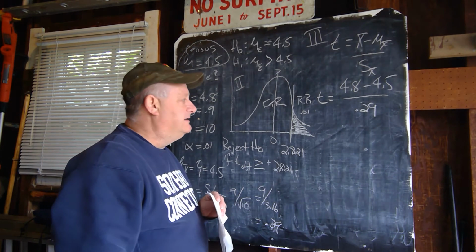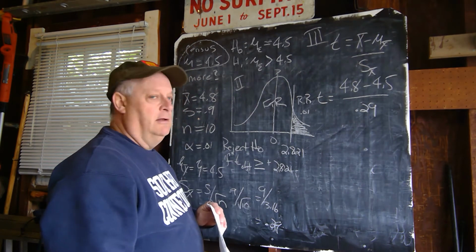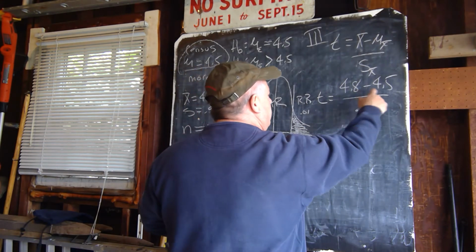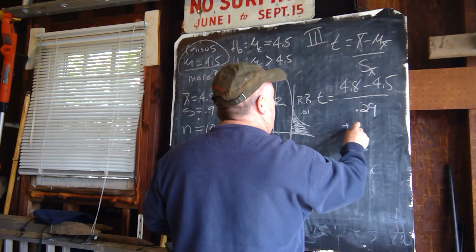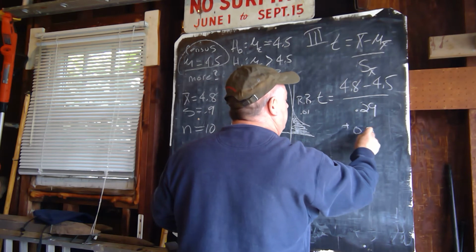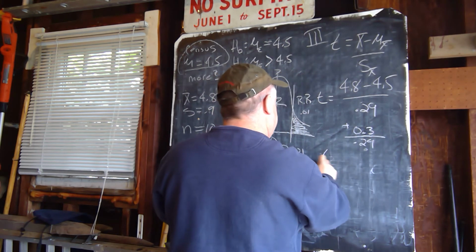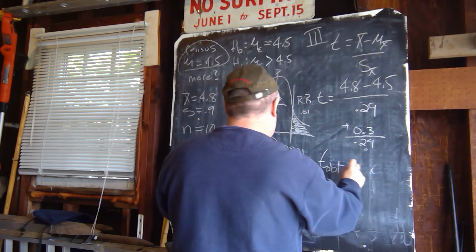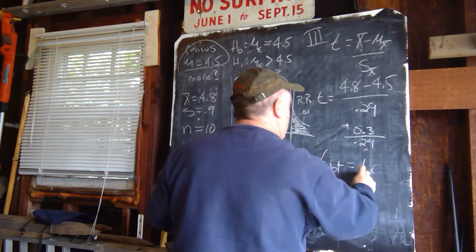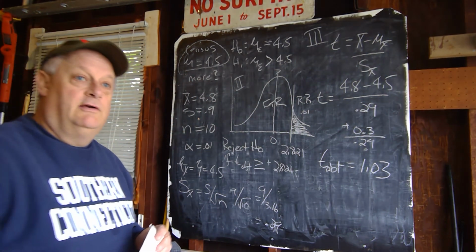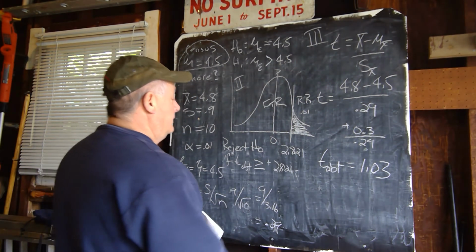The math isn't hard here. It's the logic that'll get you sorted out. 4.8 minus 4.5 is a positive 0.3. Divide that by 0.29 gives me a t obtained of 1.03. So where is our t obtained?